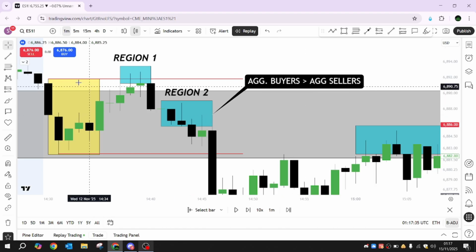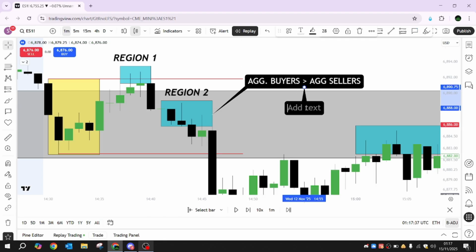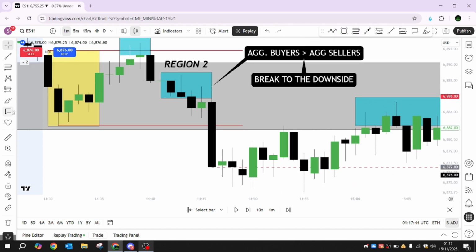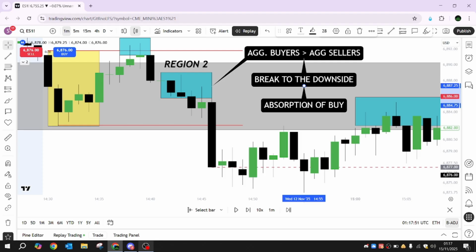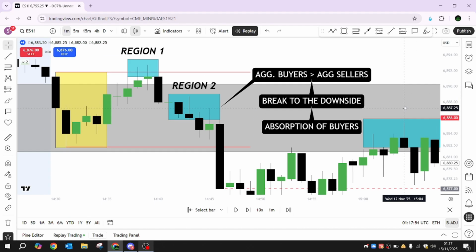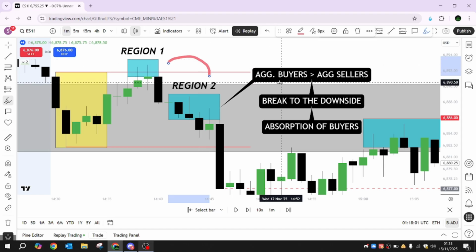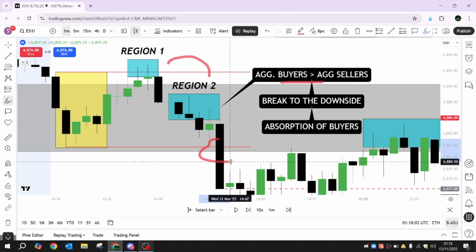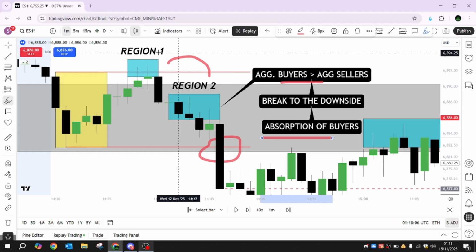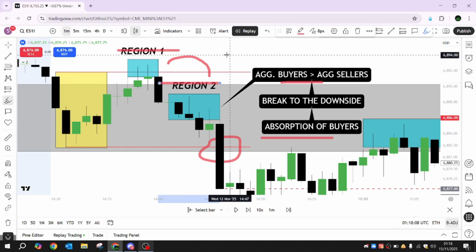Now, when you see aggressive buyers outweighing aggressive sellers, followed by a break to the downside, this is what we call an absorption of buyers. Now, this is how an opening range breakout works. So if you're an opening range breakout trader, these are the 3 fundamental steps. You're looking for aggressive buyers followed by a break to the downside, which shows you that these buyers in region 1 have been unsuccessful, right?